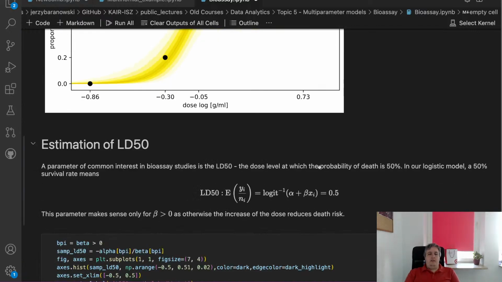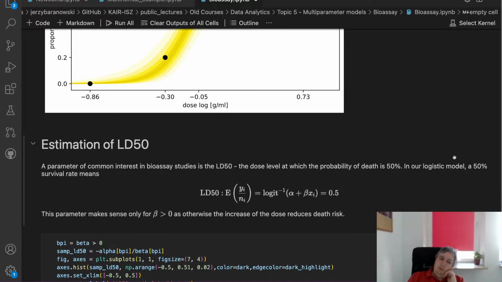Finally, similarly to the previous election example, we sometimes want to get some kind of statistic that is decision oriented. So what is the probability someone will win the election, or what is the probable value of the dose that will give us 50% of deaths? The so-called lethal dose LD50 is the dose at which the probability of death is 50%.